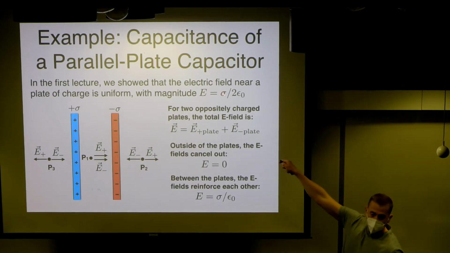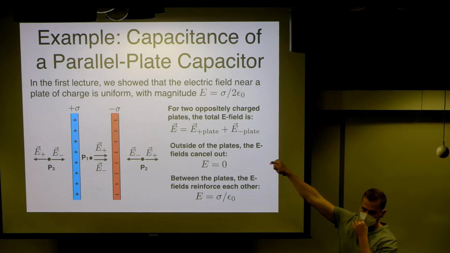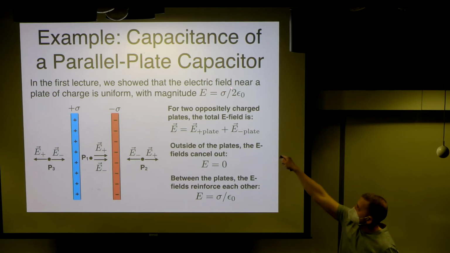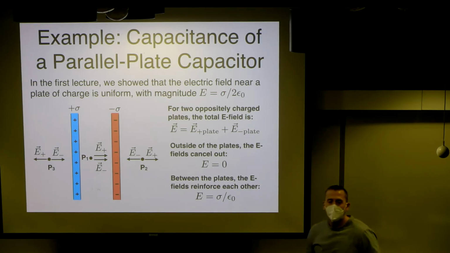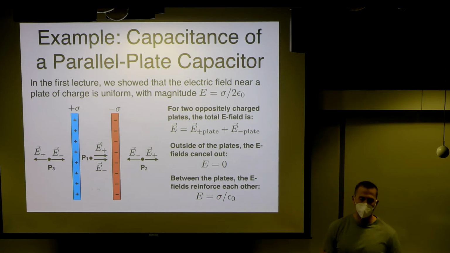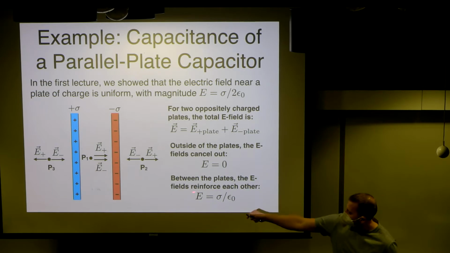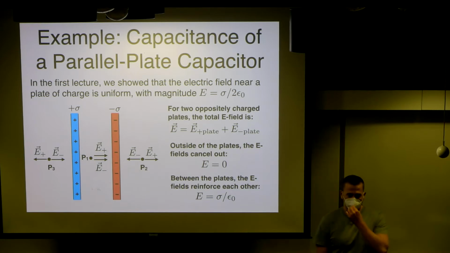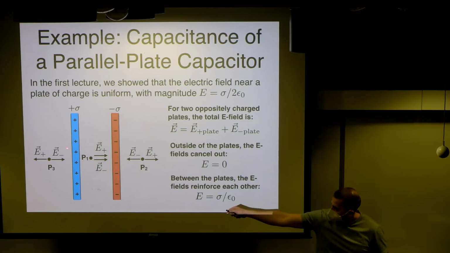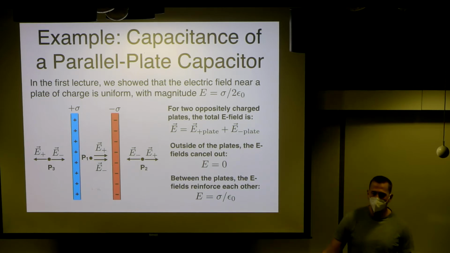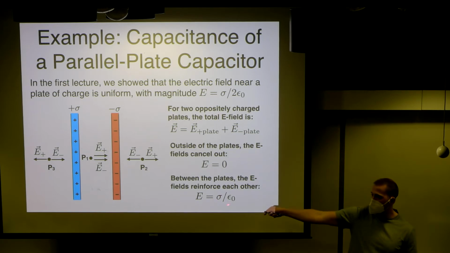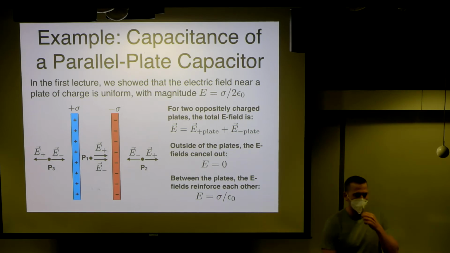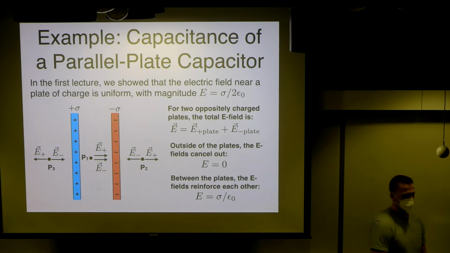So if each one is given by sigma over 2 epsilon naught, if I add two of those fields together, then I get just sigma over epsilon naught. So the E field between the plates is sigma over epsilon naught. I actually need to know this for what comes next, because we're going to take the voltage between the two plates as our next step. So we know the E field. Now we're going to find the voltage between the two plates. Make sense?